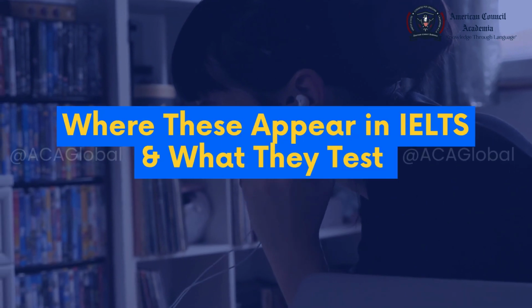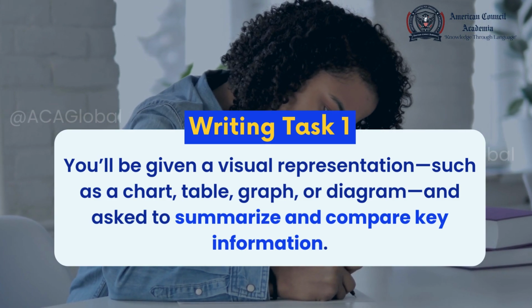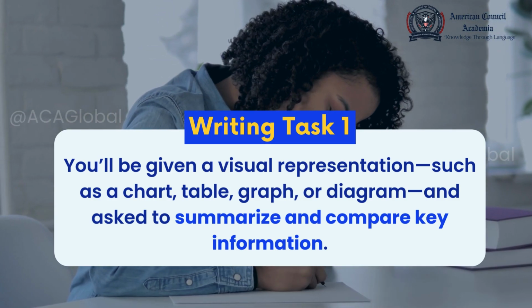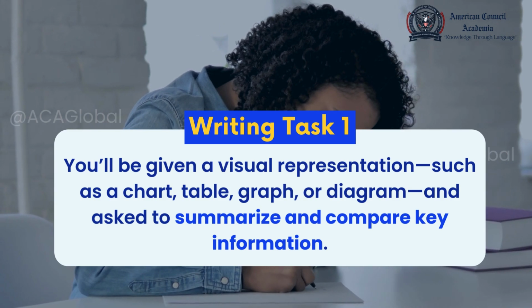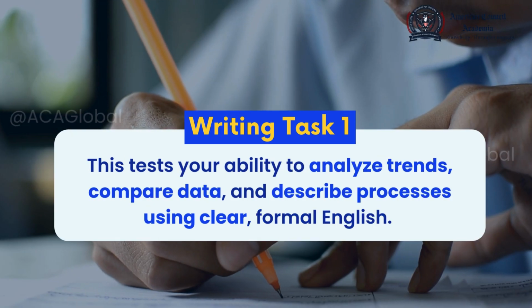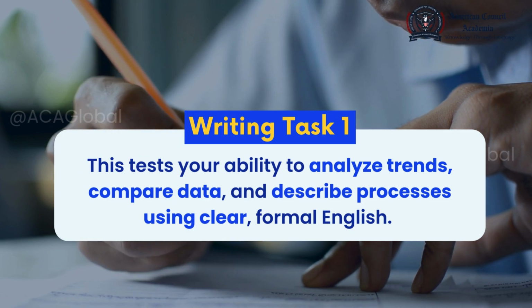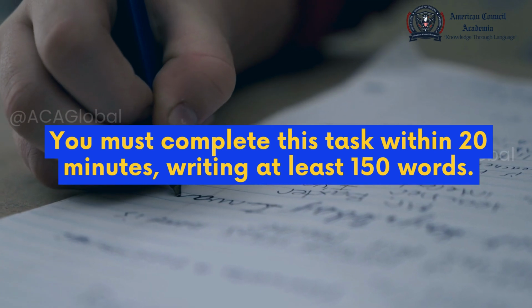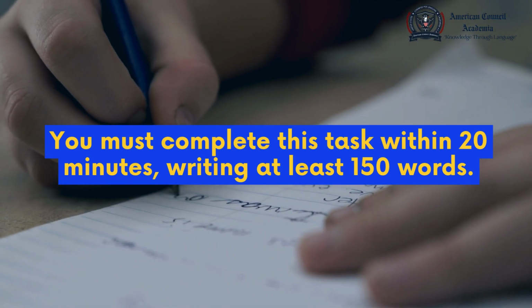Where these appear in IELTS and what they test. Writing Task 1. In this task, you'll be given a visual representation, such as a chart, table, graph, or diagram, and asked to summarize and compare key information. This tests your ability to analyze trends, compare data, and describe processes using clear, formal English. You must complete this task in 20 minutes, writing at least 150 words.